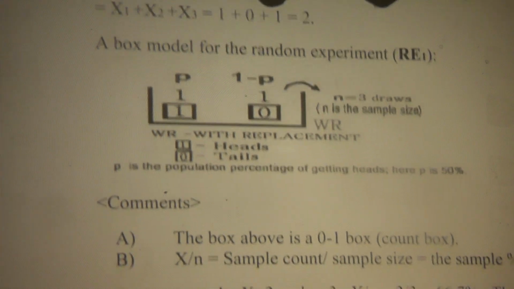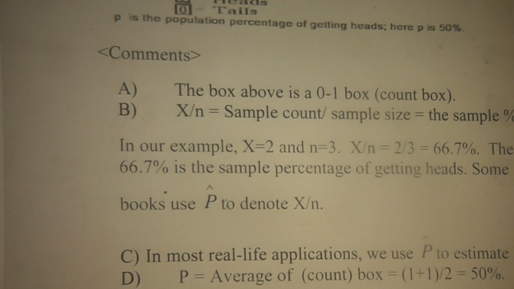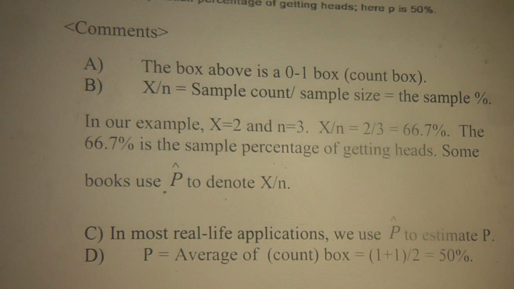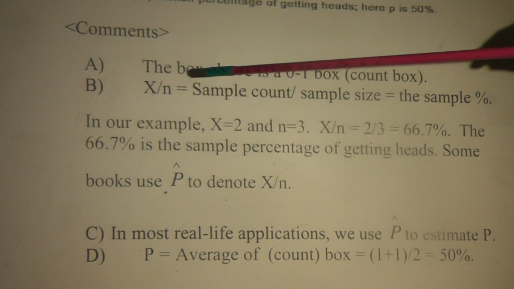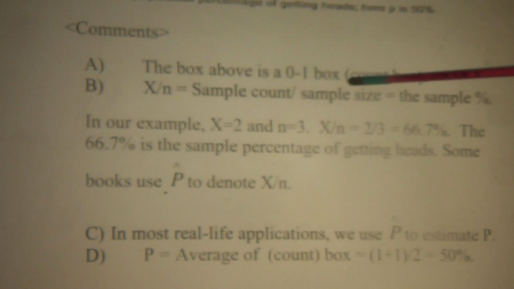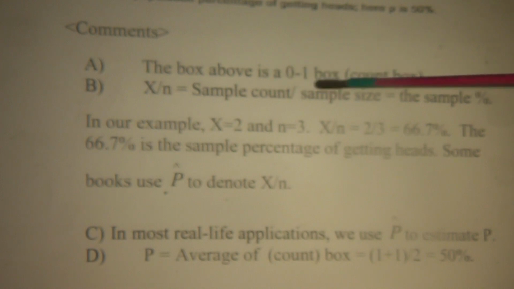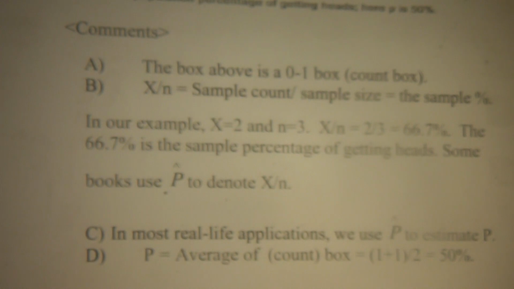Now, let's look at those comments. This box, because only 0 and 1 go into the box, is a 0-1 box, or I sometimes say this is a count box, because we try to count something. In this example, what do we want to count? We want to count how many heads we see.